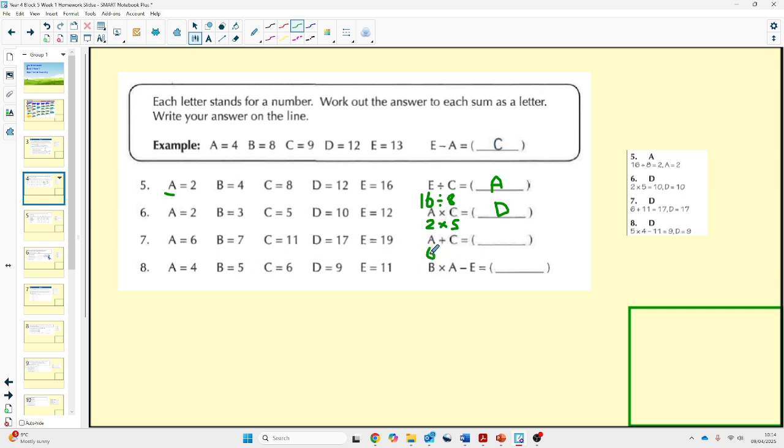We've got 6 plus 11, which is 17, and that gives us D again as well. Having a look at question 8, we've got B is 5. This one's a little bit longer. A is 4, and we're then going to subtract 11. So 5 times 4 is 20, and then we're going to subtract 11 gives us 9, and that again is going to be D.